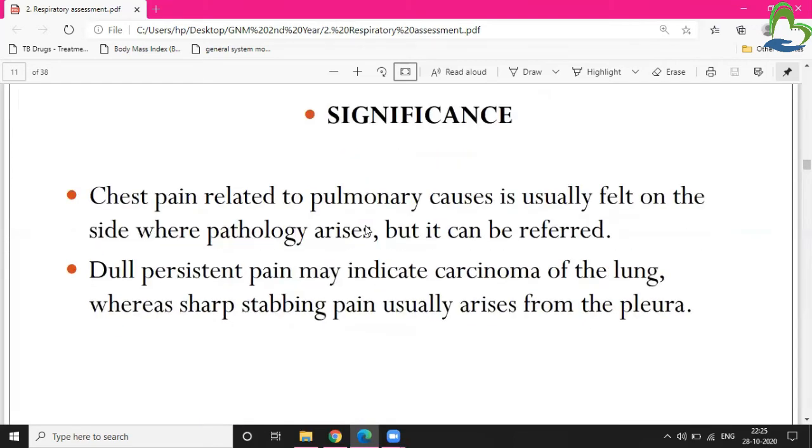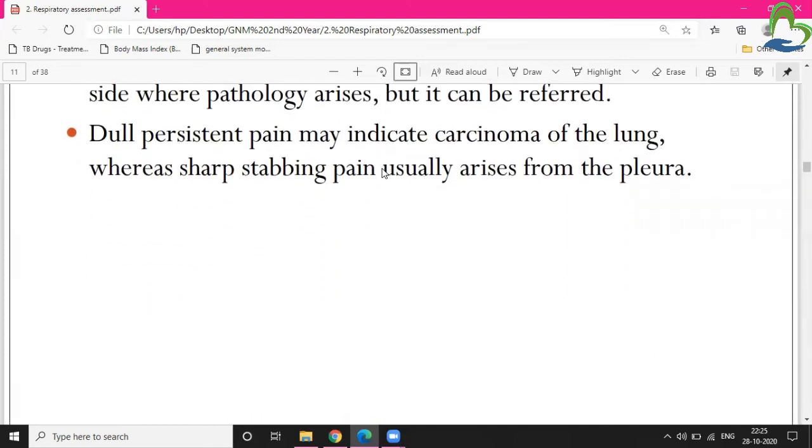If we see the significance, chest pain related to pulmonary causes is usually felt on the side where the pathology arises, but it can be referred. Dull persistent pain may indicate carcinoma of the lung, whereas sharp or stabbing pain usually arises from the pleura.